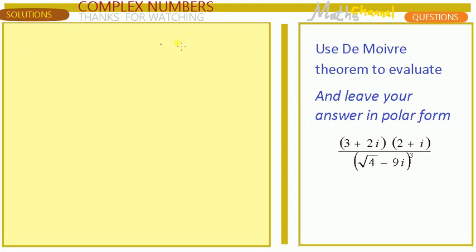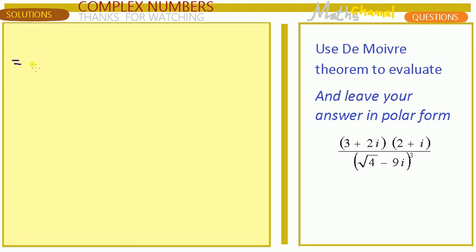Let's look at this complex number. They say we have to use the Moivre theorem to evaluate and leave the answer in polar form. So first of all, we'll deal with the top part. Let me do it separately, and the bottom part as well.